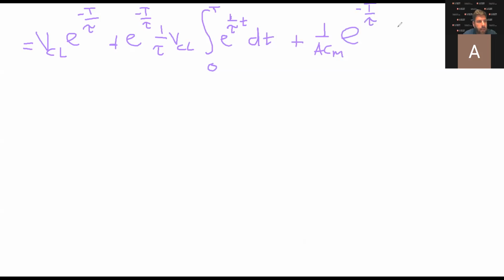And then I have my integral left. Or did I forget something? I got that. Yeah. And then what's left in the integral is the integral from 0 to T of just e to the 1 over tau t, and then of course I of t dt.